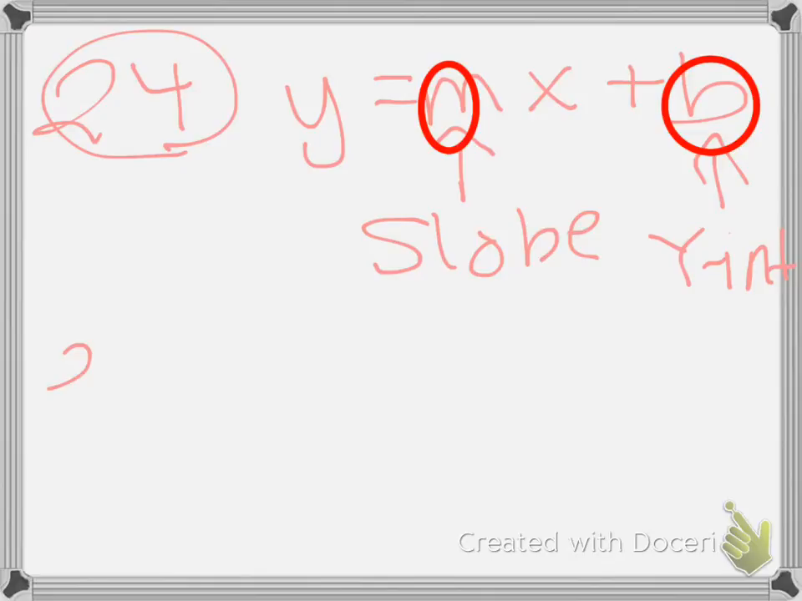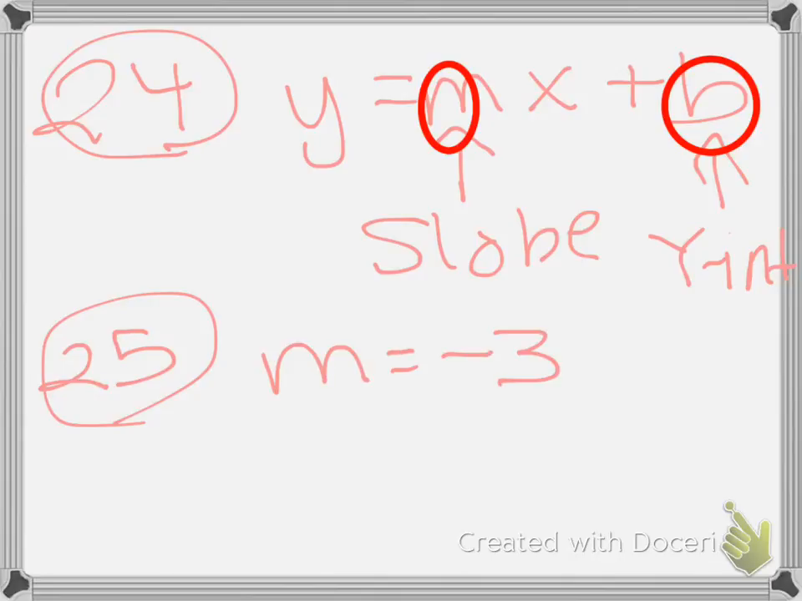Number 25. You know the slope of -3, so m = -3, passing through the point (5, 4). So I'm going to label this x1, y1. It's our first point. That's where that little subscript 1 comes from. I'm now going to use the point-slope formula.